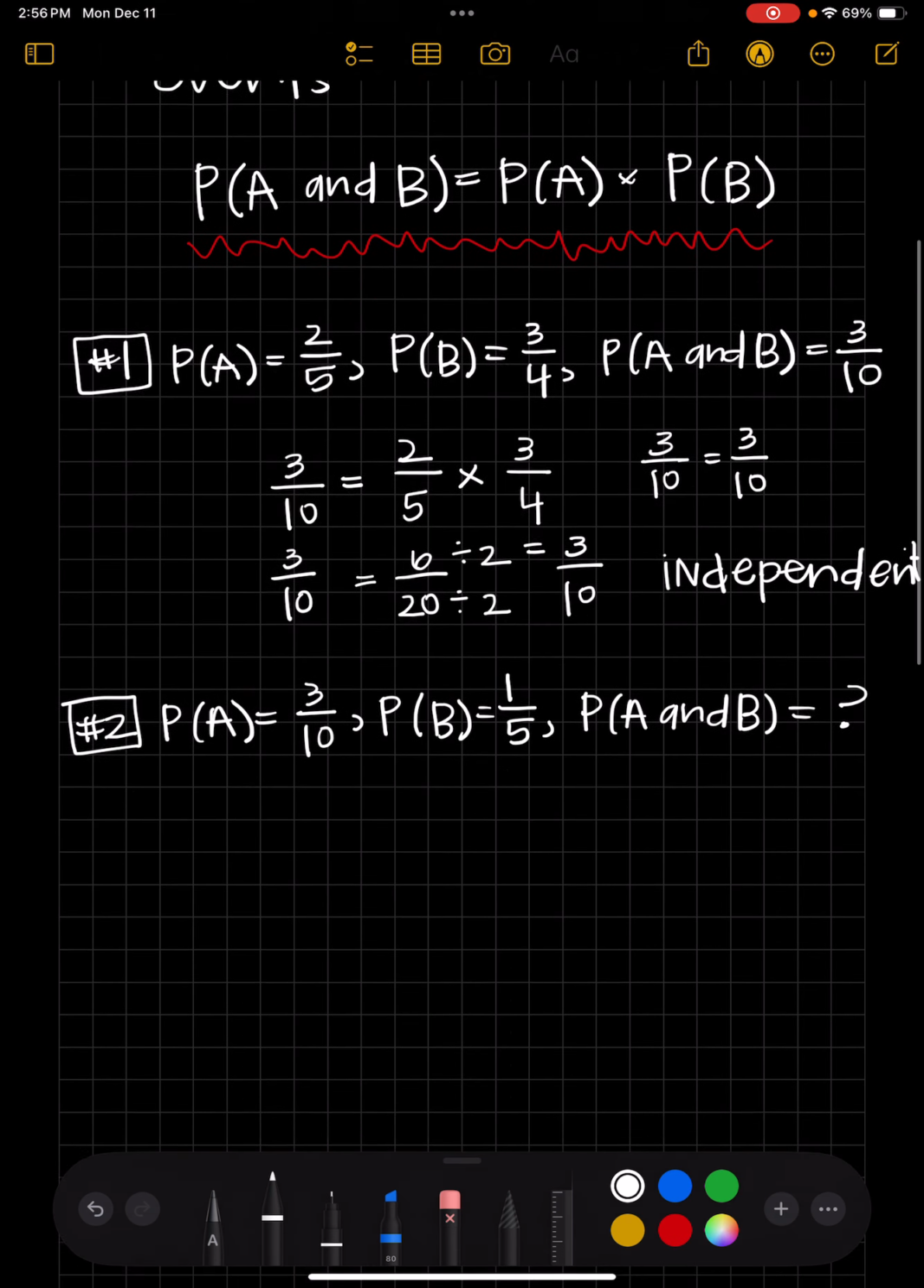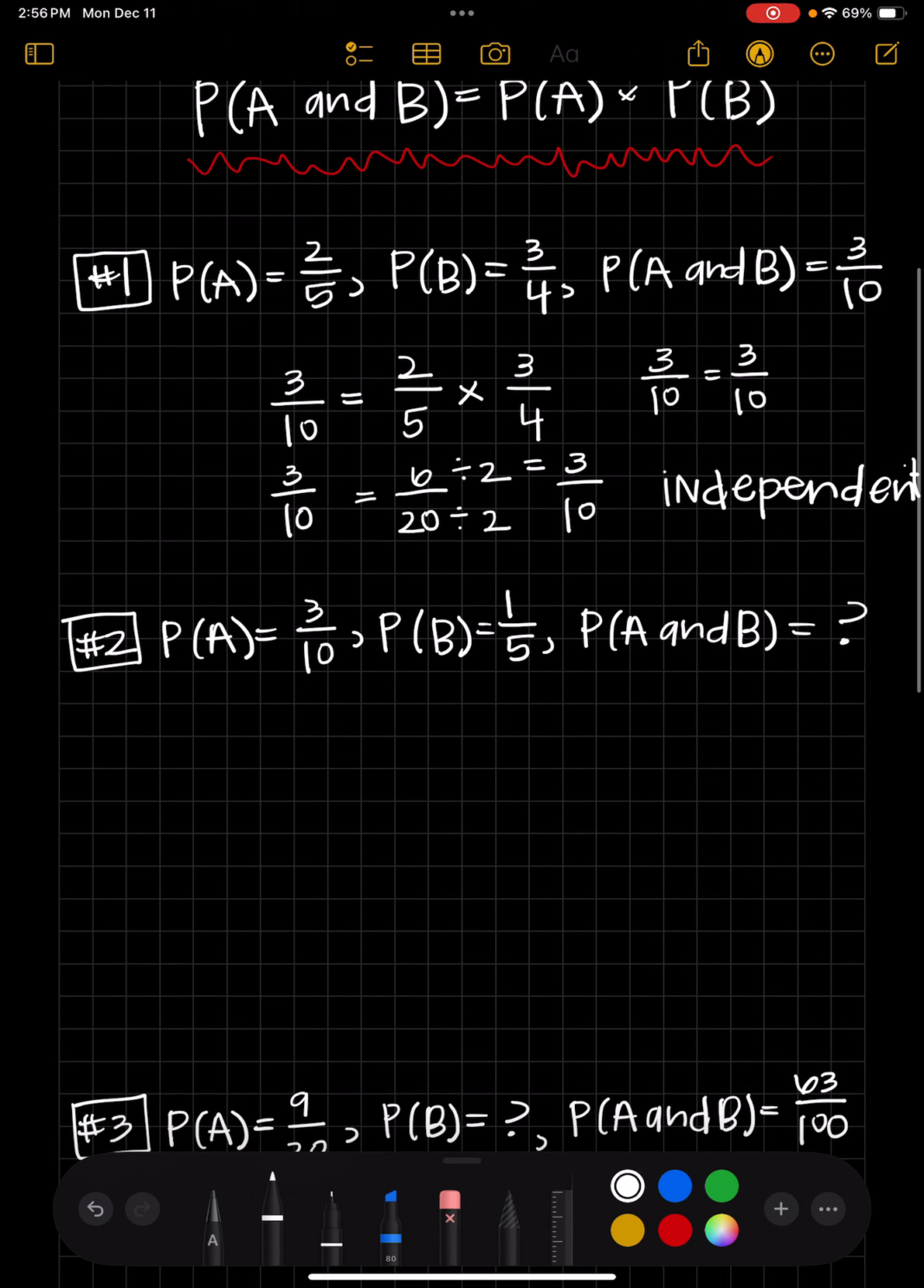Okay, so for the second and third examples, what we're going to do is find the missing probabilities given that A and B are independent. We already know that these things are independent, so we're going to find the missing chunks, the chunks that I have the question marks on.